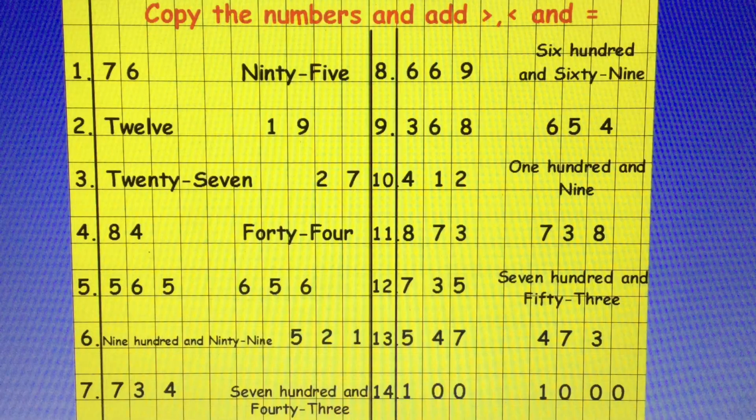Your main task for today is to copy the numbers below and add the more than, less than and equal sign in the correct places between each number. My advice would be write down number 1, 76, leave a space, write 95 and then work out which one's the larger number or if they're equal to each other, and then put in the correct sign afterwards. So copy and then add the signs. Pause the video now and give it a go.